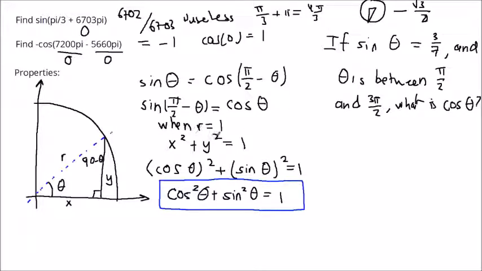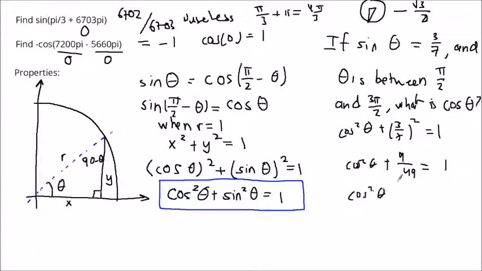So by using some of these formulas, if sine theta is 3 over 7 and theta is between pi over 2 and 3 pi over 2, what's cosine? So we have our sine, right? Use this formula: cosine squared theta plus 3 over 7 squared is equal to 1. That's 9 over 49. So cosine squared theta is equal to 40 over 49. So cosine theta is equal to square root of 40 over 7.